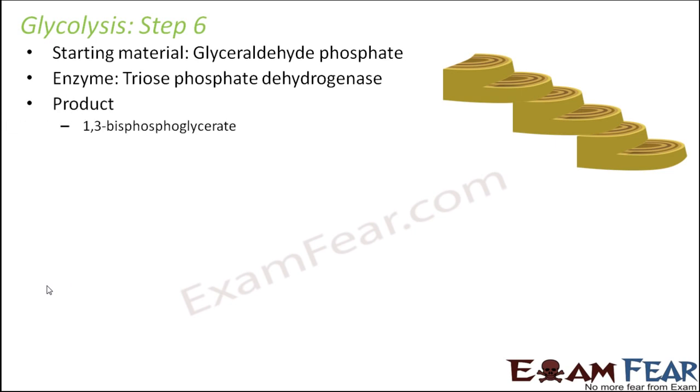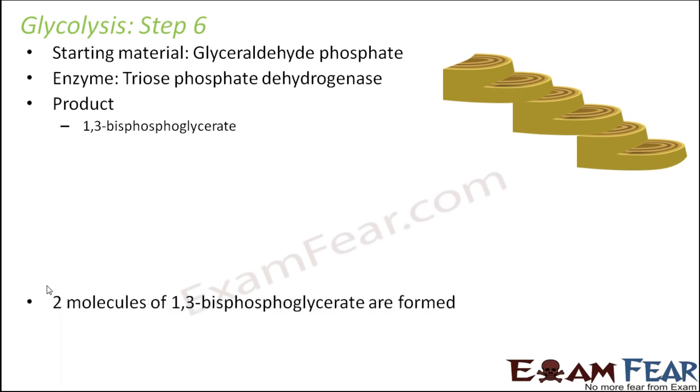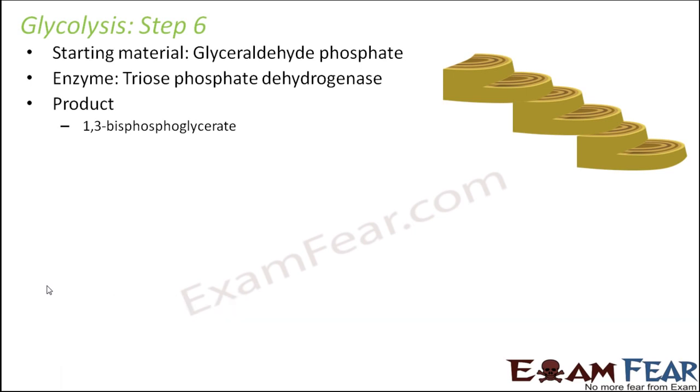So here the product is 1,3-biphosphoglycerate. Okay, let's see how that is formed. Now here in step 6, we will be utilizing an oxidizing agent because oxidation will take place in this step. And what is that oxidizing agent? That is NAD+, that is nicotinamide adenine dinucleotide. So this is my oxidizing agent which will be utilized here.